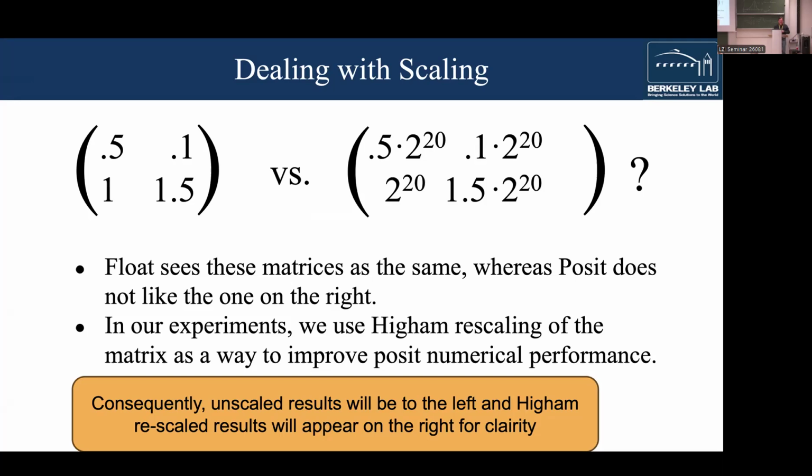Now, in terms of scaling, if you have a regular floating point number, there's no difference between the left matrix and the right matrix. But for a posit, there's a huge difference. The left matrix is a lot better represented in terms of precision than the right-hand matrix. And so in our experiments, you'll see I'll have a chart on the left, which will be the unscaled matrix, and the chart on the right will be rescaled to fit inside of that golden zone of 1 to -1, the Higham rescaling.